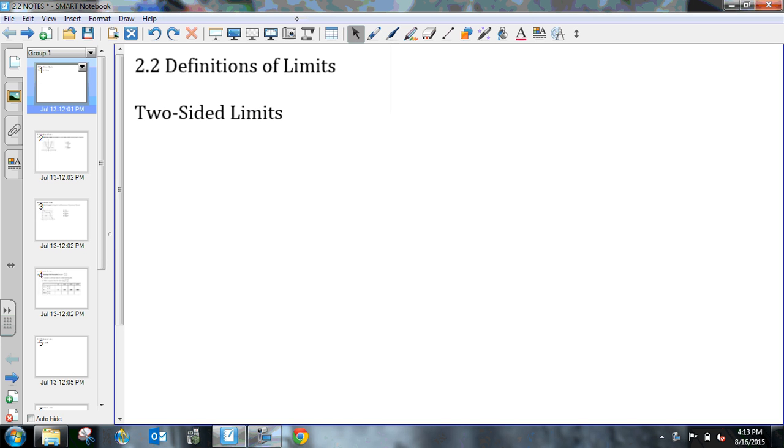The following is a video over 2.2, and this is the definition of limits. A limit is the most fundamental concept that we talk about in calculus. And the first way we want to talk about this is the graphical approach.